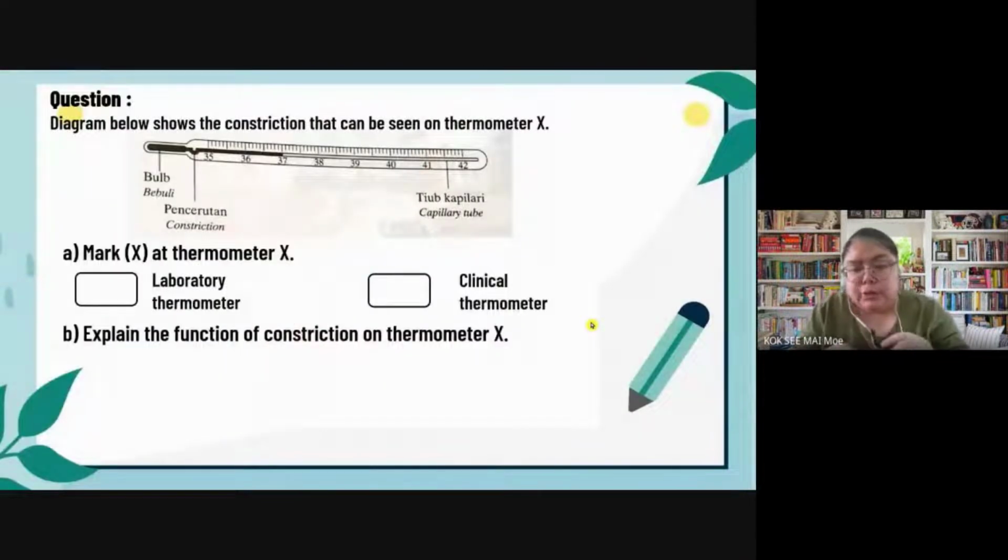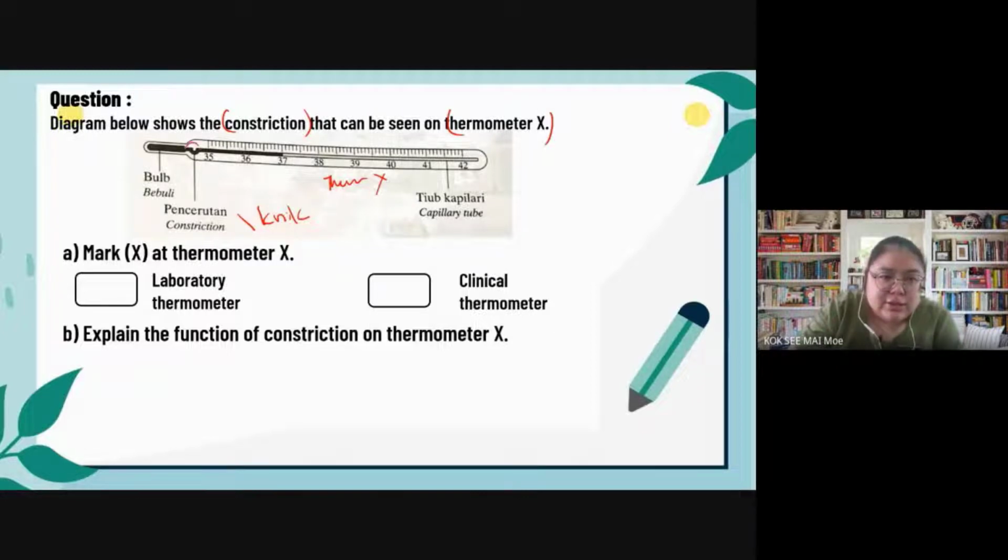Okay, so we need to answer some questions. You turn on the mic to tell me the answer. Let's see the first one. This one shows the constriction. The constriction is actually a kink, which can be seen in thermometer X. This one we call thermometer X.